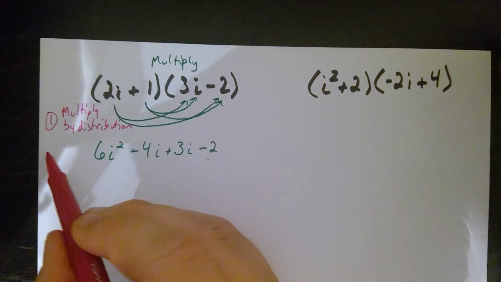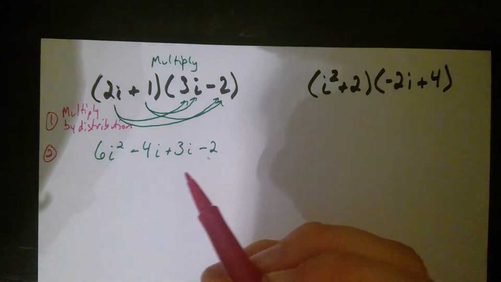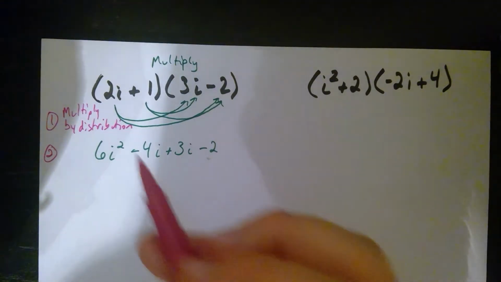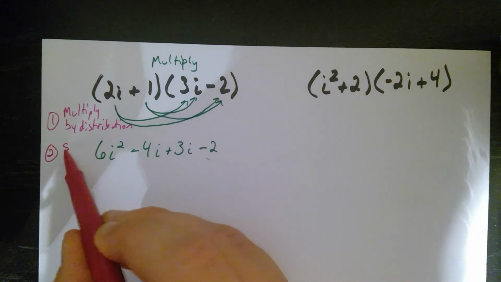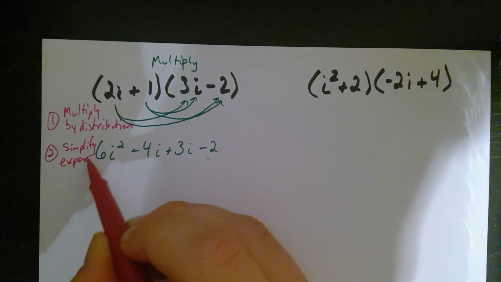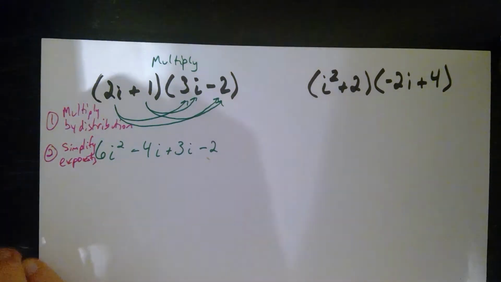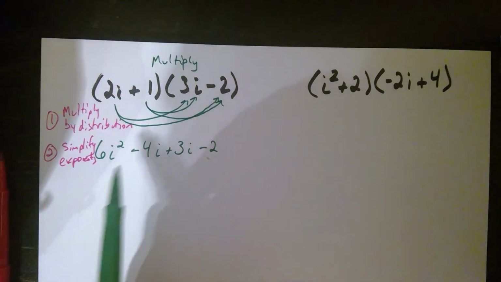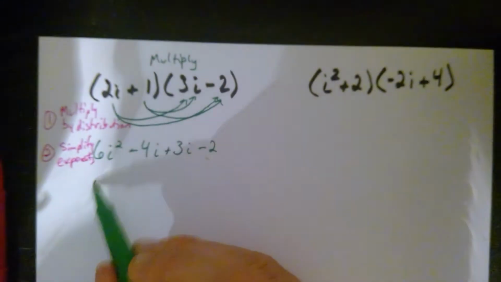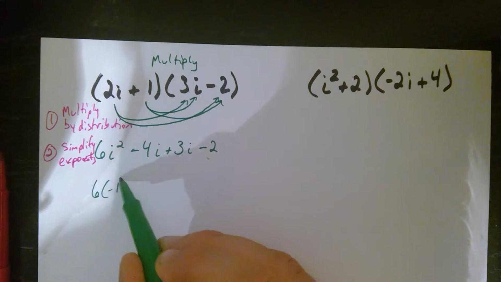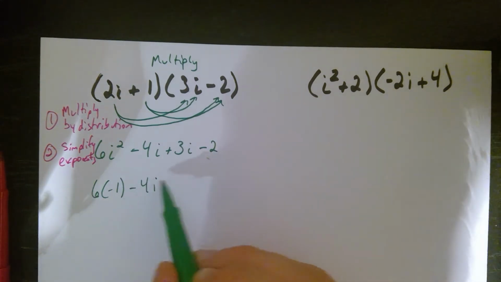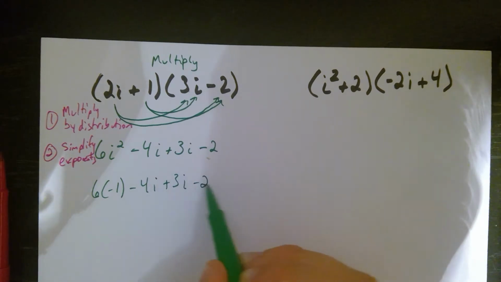Okay, now our second step, which is the same as before, this is just like what we saw before with simplification. The second step is simplify exponents. Okay, now all we have is this i squared right here. Remember what i squared equals? Hopefully we said that it is -1. So 6 times -1 minus 4i plus 3i minus 2.